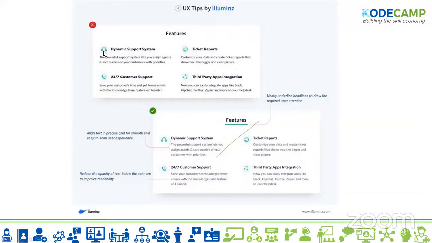So we have where the icon is placed here. This body text is starting from here, and this one is not, and it shouldn't be that way. So this is the main reason why this is wrong and this is right. And here you can see the second one, which is right, has neatly underlined headlines to draw the required user's attention. So this line also helped a lot.